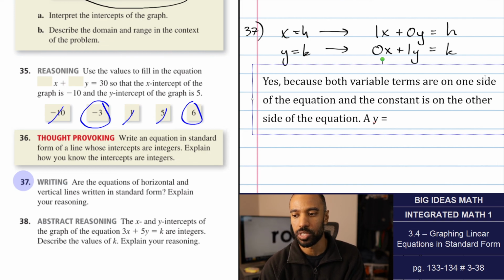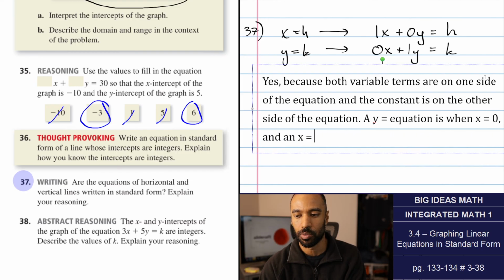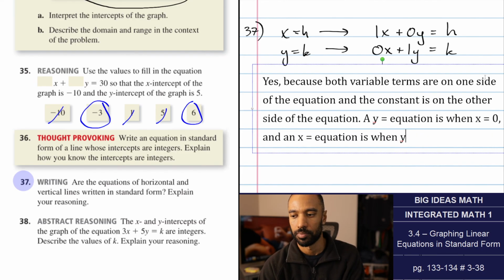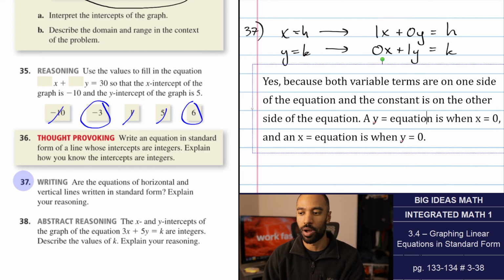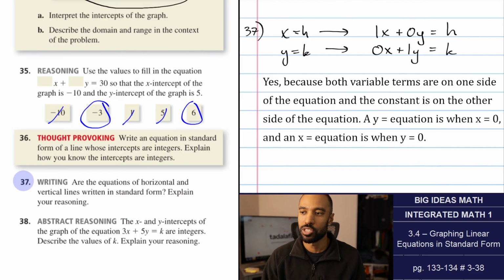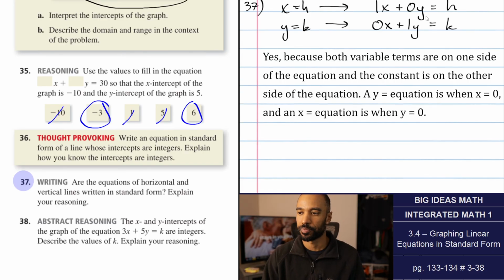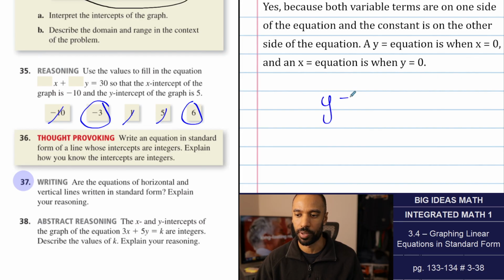A y equals equation is when x equals 0, and an x equals equation is when y equals 0. So those other variables go away. Both variables may be on the same side, but one gets to go away just like that. Whereas, y equals mx plus b, and this is just going into our next section.